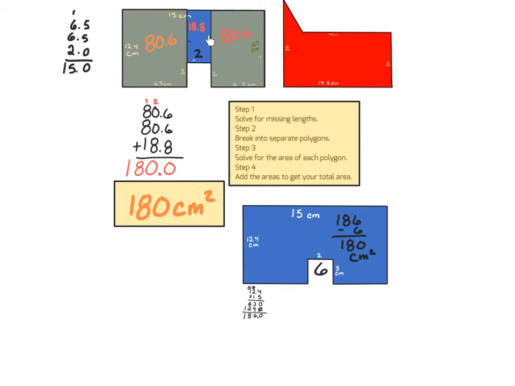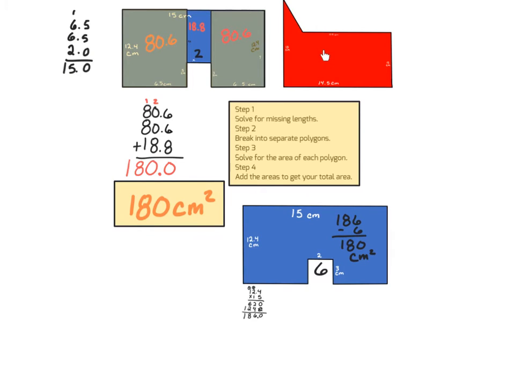So you could break it into 3 different rectangles here, or you could break it into other rectangles as well and add them up. Or you can do one big rectangle and then subtract what's not there and solve for your answer. So that is the strategy for working with a polygon that looks like this.